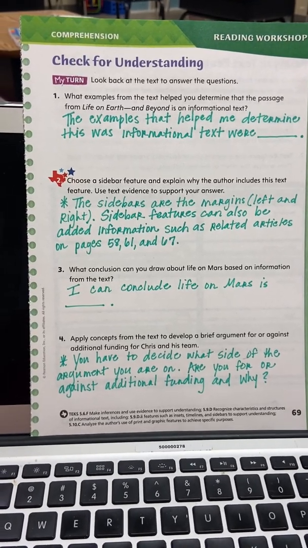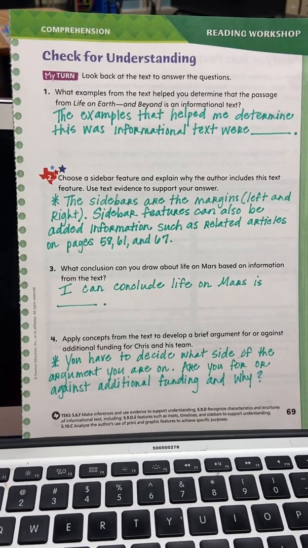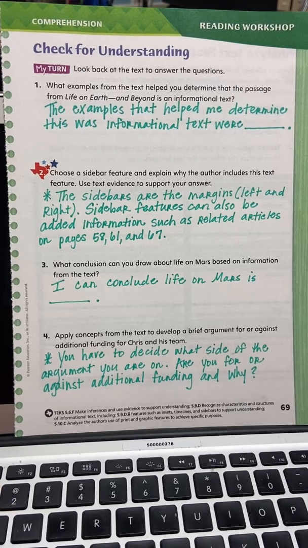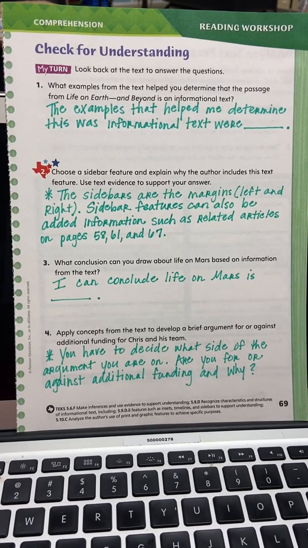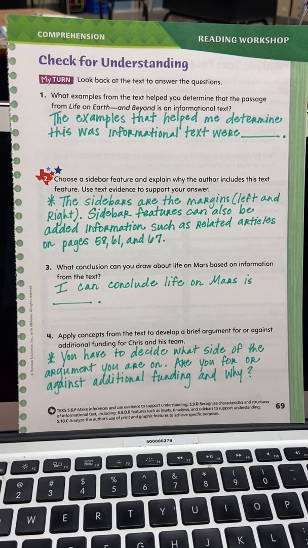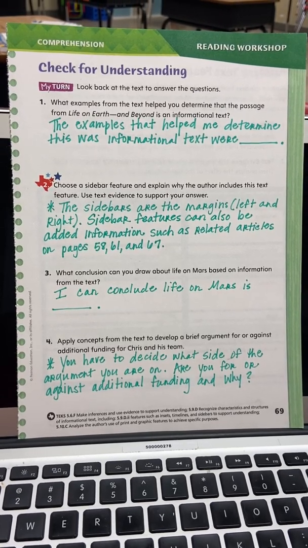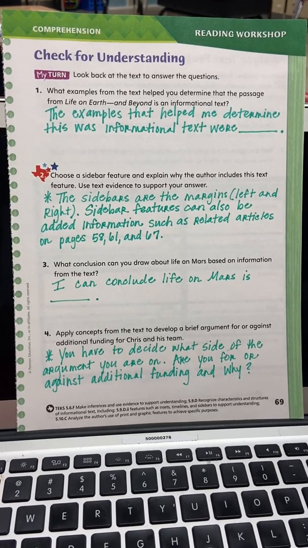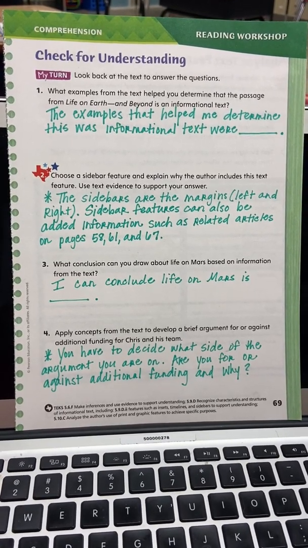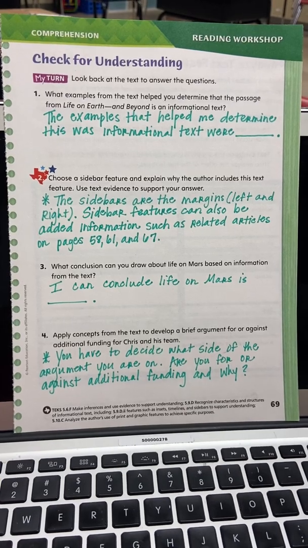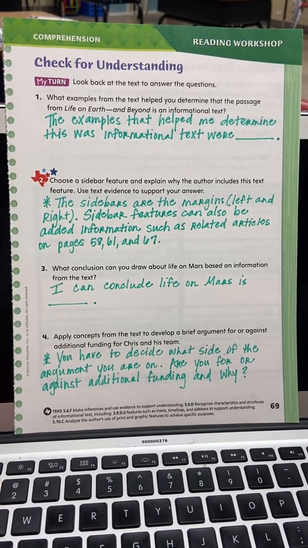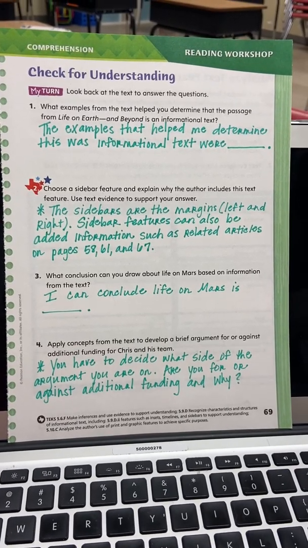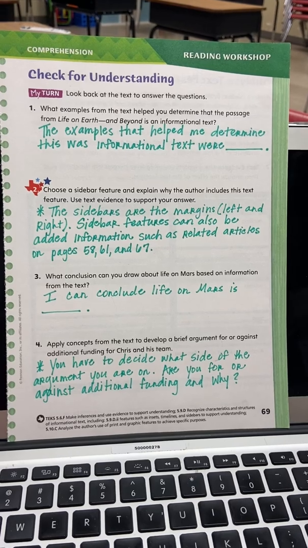How did you come to this conclusion? Why do you feel this way about Chris's funding? How do you know this is informational text? When you are having to write out your response, you have to give your reasons. You have to give your text evidence. These are not yes or no questions, okay? So make sure that you go into a little more detail than maybe you're normally used to. Give a little more explanation with your answers, put a little more thought into it.